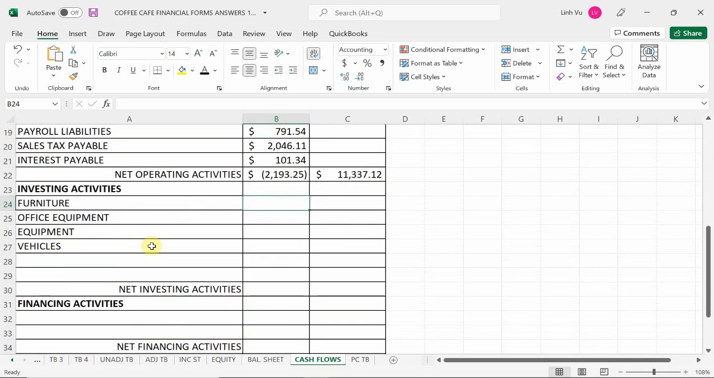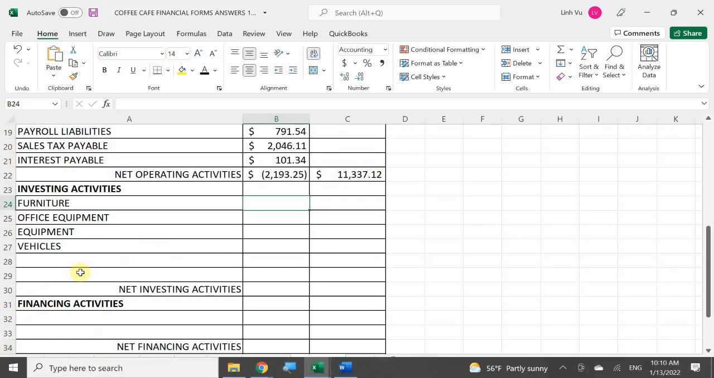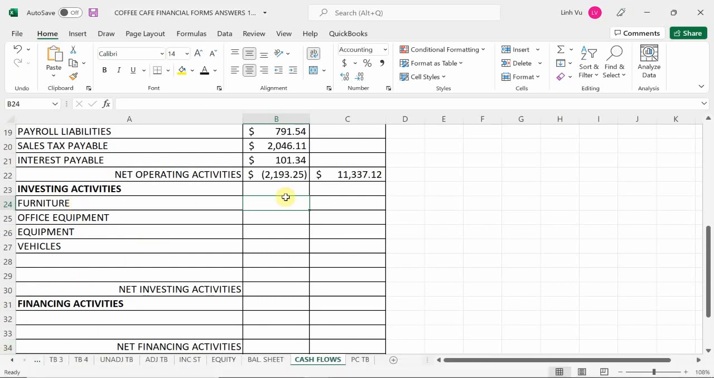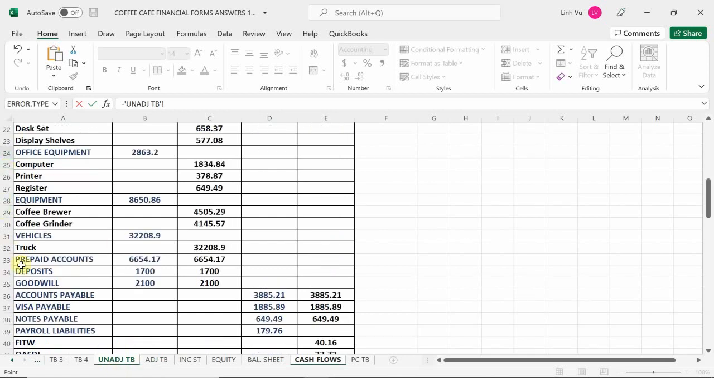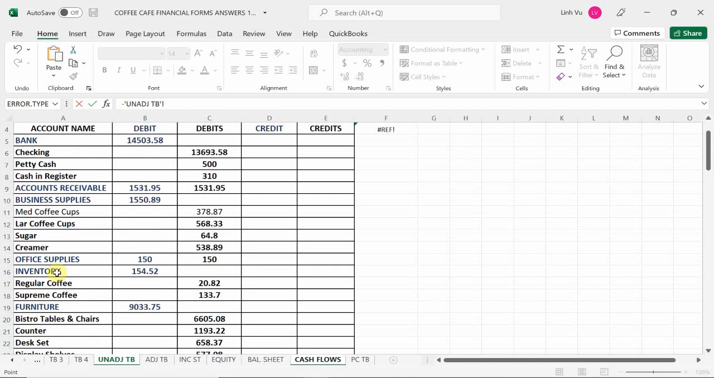So we need to go back to our unadjusted trial balance to get the actual historical cost of each item that we purchased. Starting out with our furniture, since we spent the money, we don't have the money anymore because we invested into the company. So it's going to be a negative number because we don't have that cash anymore. We already spent it. We paid for it. So you need to go to your unadjusted trial balance to each account.